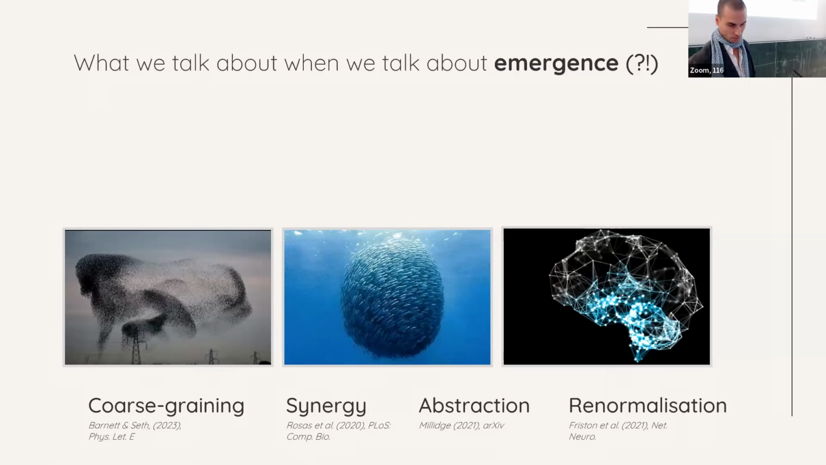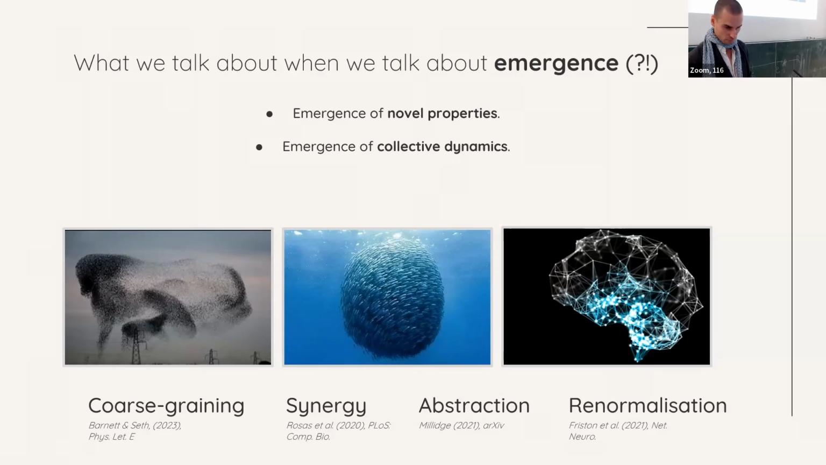Nice. Okay. So here, what I really want to explain, let's see if this works. We can think about emergence as the emergence of novel properties on the macroscopic scale that are not reducible to the microscopic scale. Or we can consider the emergence of collective dynamics. And this is something that I focus on more, and I'll make this a little bit clearer.